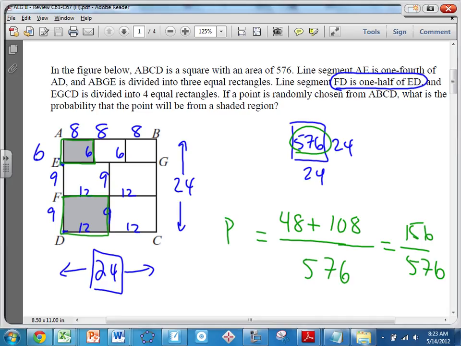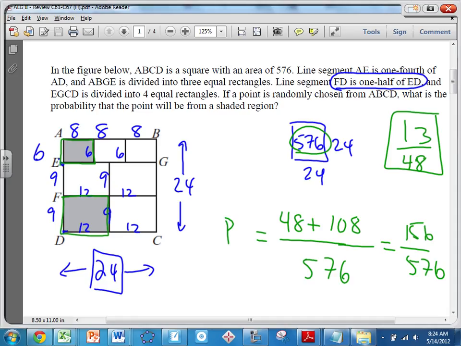13 over 48. Others agree? Is that right? 13 over 48. You remember how to do this, everybody? Go in your calculator quickly. Press 156 divided by 576. Hit enter. Then press math, enter, enter. It'll convert it to a fraction in those terms.